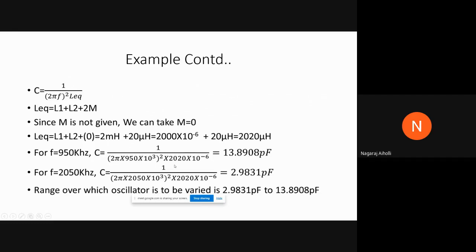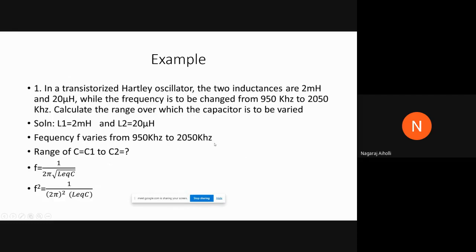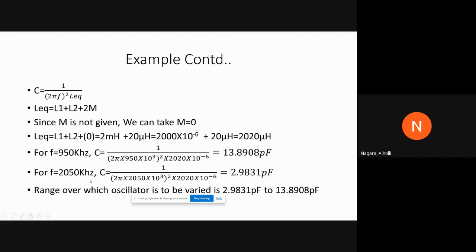Similarly, calculate for the second frequency they have mentioned, 2050 kilohertz. f is equal to 2050 kilohertz. So C is equal to 1 upon 2 pi f the whole square into L equivalent, where 2 pi f is 2 pi into 2050 into 10 raised to 3, the whole square. L equivalent is the same, that is 2020 into 10 raised to minus 6. If we simplify this, we get the value of C as 2.9831 picofarad.